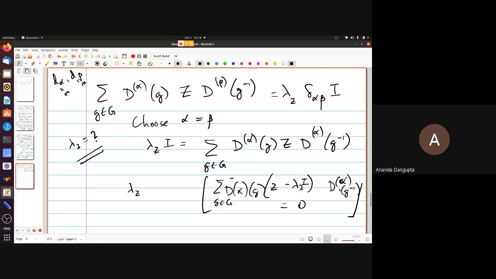If you did not have the sum over G and this still were correct, then you would end up saying that d alpha G times z minus lambda z I times d alpha G inverse is 0, which of course means z minus lambda z I would have to be 0 and z would have to be lambda z I. But that would go against your free will, right? You could choose z to be anything, any matrix. And what rescues you from that imposition, so that you can choose your z, is that this basic thing only works for the sum, right? Not for individual terms.